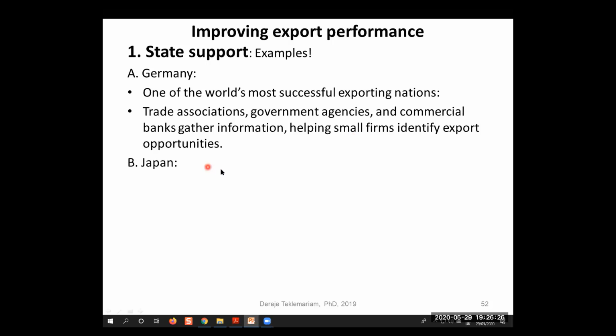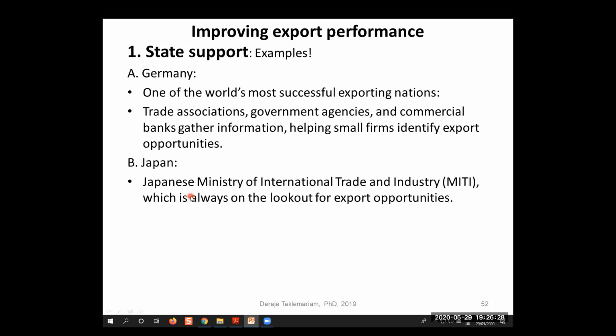Japan. The Japan Ministry of International Trade and Industry is always on the lookout for export opportunities in these countries. There are independent agencies. Japan and Germany are really very nice in this regard.